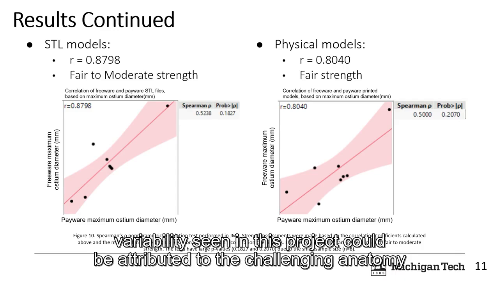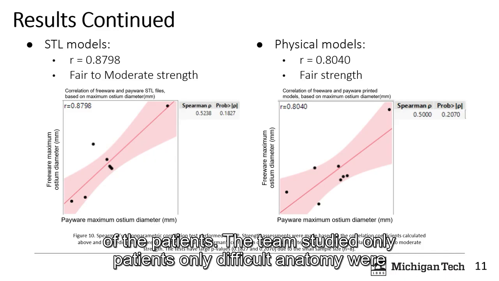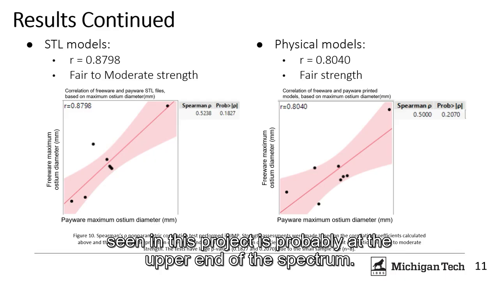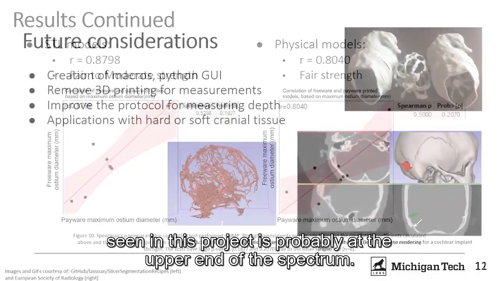Much of the variability seen in this project could be attributed to the challenging anatomy of the patients the team studied. Only patients with difficult anatomy were referred for a CT in addition to the standard TEE. Therefore, the variability seen in this project is probably at the upper end of the spectrum.